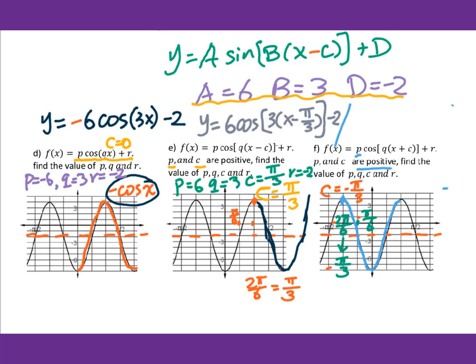Then we can write down the function: y equals 6 cosine 3 x plus pi over 3, then minus 2. Therefore, P equals 6, Q equals 3, C equals pi over 3, and R equals negative 2.